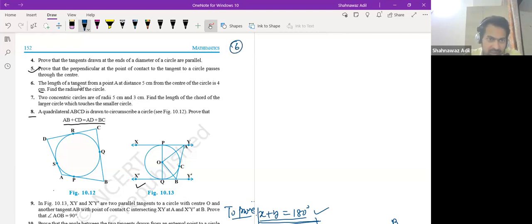Let us do the next question. The length of a tangent from a point A at a distance of 5 centimeter from the center of the circle is 4 centimeter. This is the same question. So you guys please do this question and tell me the answer.